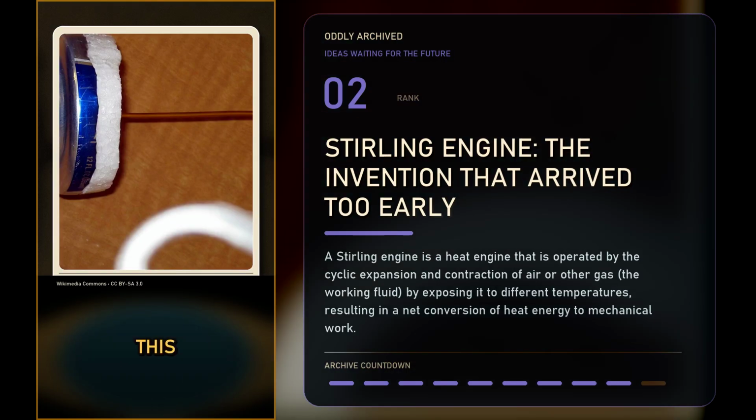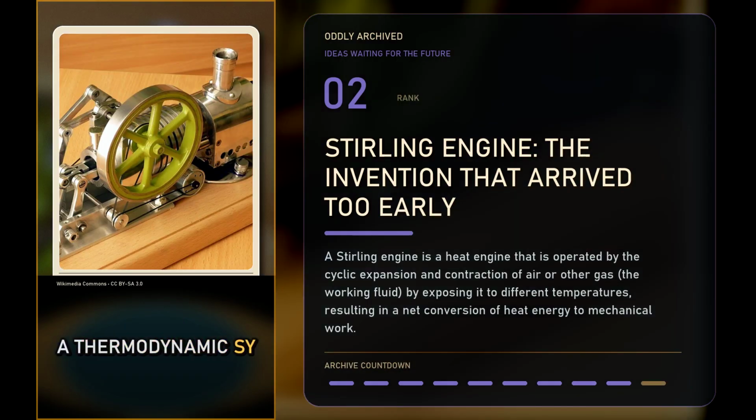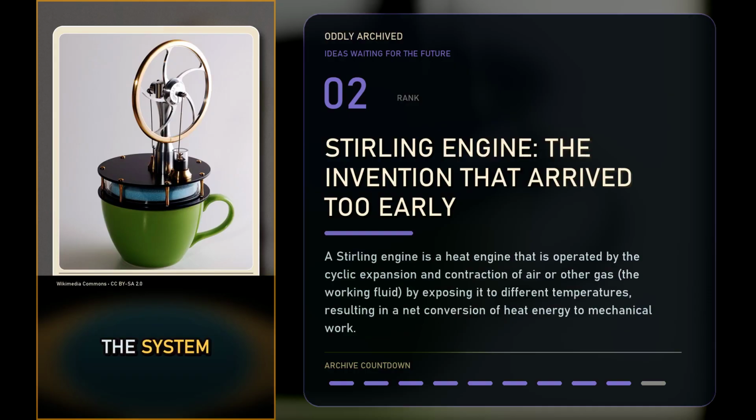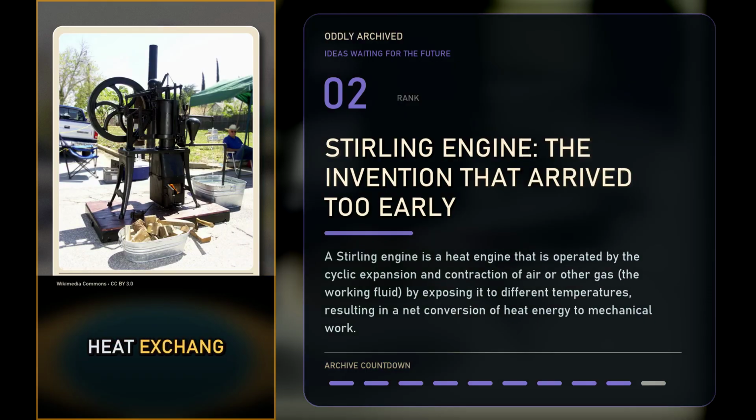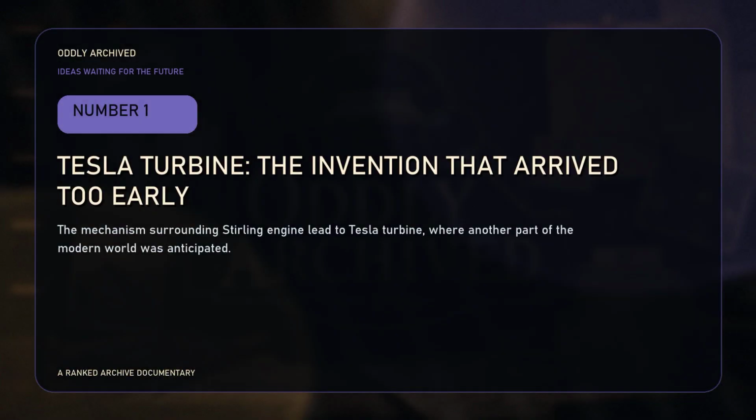Closed cycle, in this context, means a thermodynamic system in which the working fluid is permanently contained within the system. Regenerative describes the use of a specific type of internal heat exchanger and thermal store, known as the regenerator. The mechanism surrounding Stirling engine led to Tesla turbine, where another part of the modern world was anticipated. At number 1, Tesla turbine, the invention that arrived too early.